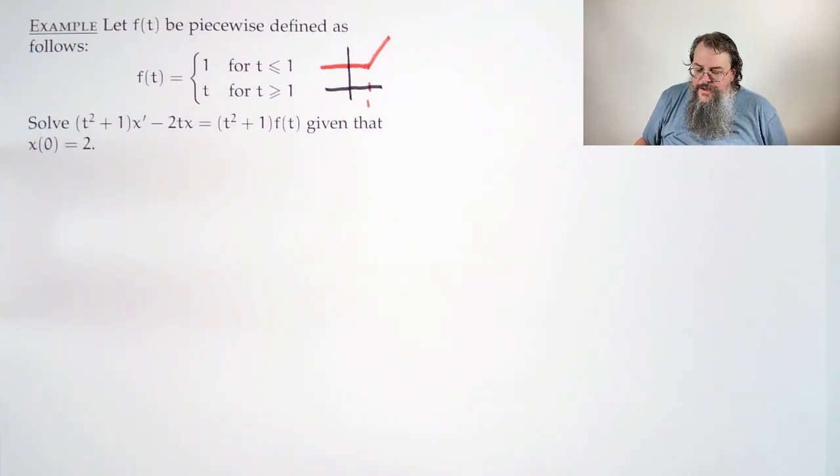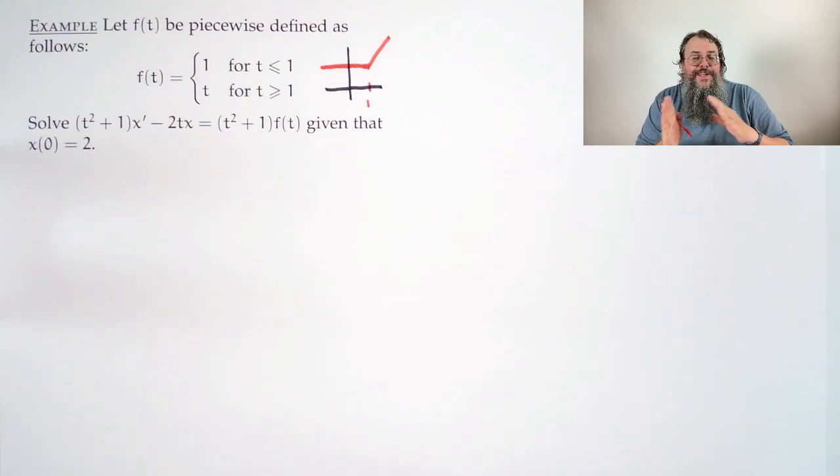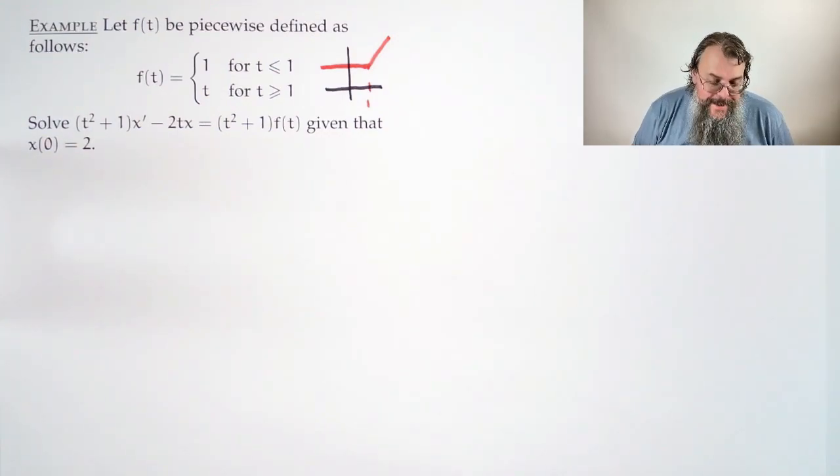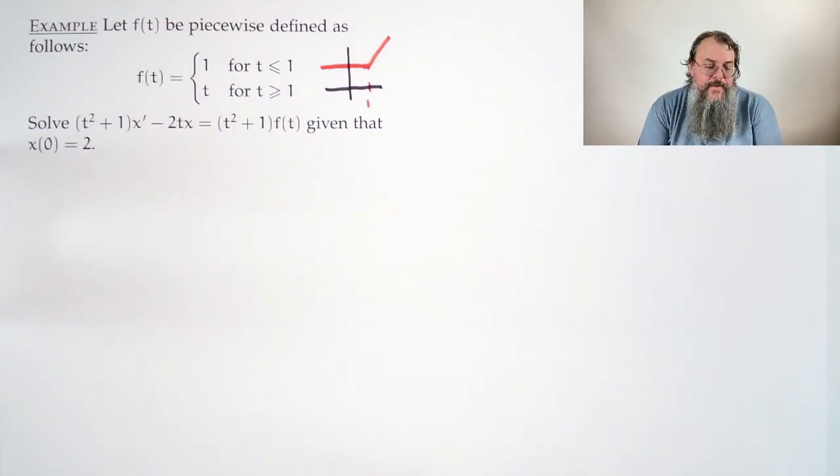And so this is our first time having to deal with a differential equation with a function where the behavior changes at a point. So it's going to be interesting to see what happens. But we'll get to that. All right. So our problem: solve (t squared plus 1) x prime minus 2tx equals (t squared plus 1) f of t, given that x of 0 is equal to 2.